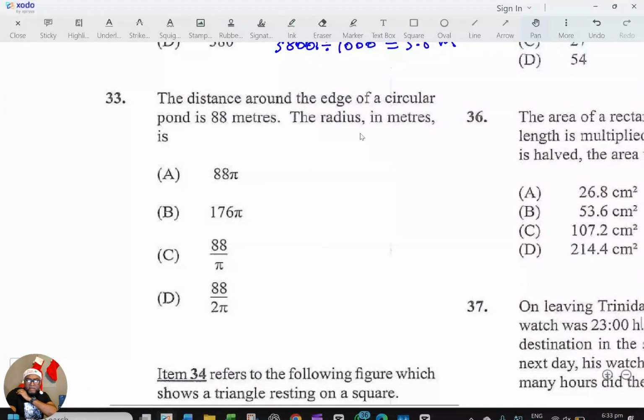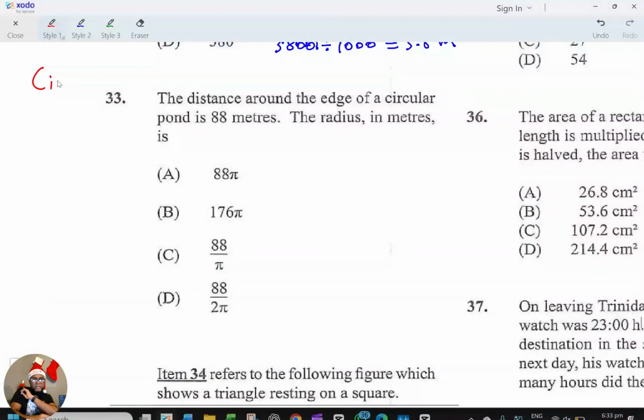Right, we have the distance around the edge of a circular pond is 88 meters. The radius in meters is what? The distance around a circle is what, guys? Circumference. Let me write this in red. The circumference of a circle is equal to 2 pi r. That's the circumference of my circle. Write down that formula, please.